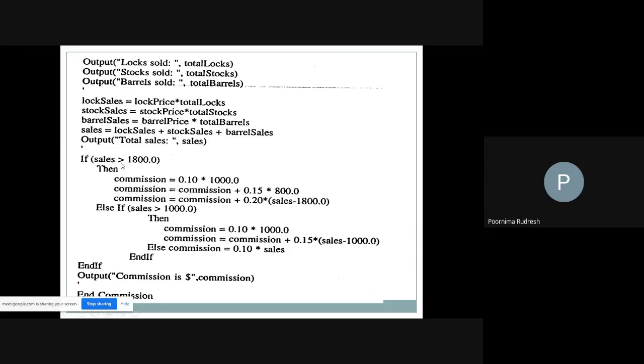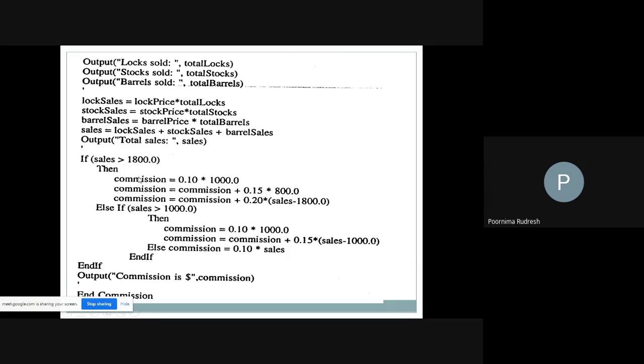So here, if sales is greater than $1,800, but what is the total sales here? Only how much? 90 plus 90 plus 50, 180 plus 50, $230. Sales is equal to $230. Is 230 greater than 1,800? No, right? Because sales is just $230 and it is less than 1,800.